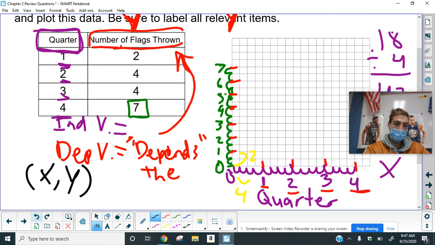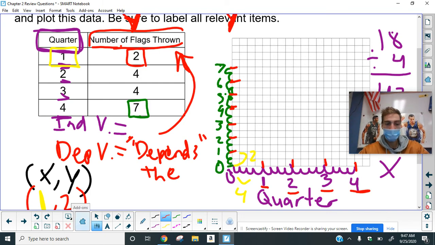So here, if we look at what our x is, I'll do this in yellow. Our x is 1. And then we take a look at what our y is. I'll do this in red. Our y is 2. So my first point that I'm going to be plotting is 1 here on my x. And then I'm going to go up 2. Alright? So this black dot right here would be my first point.